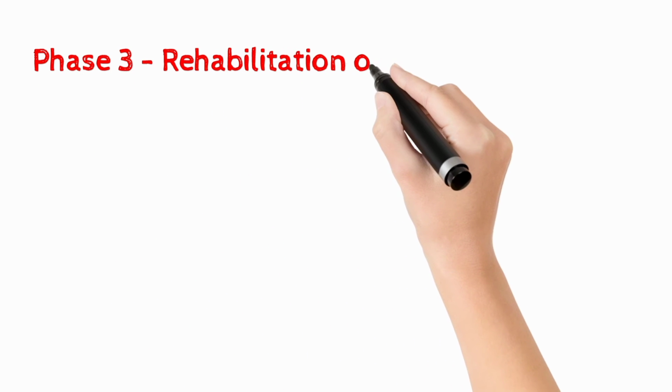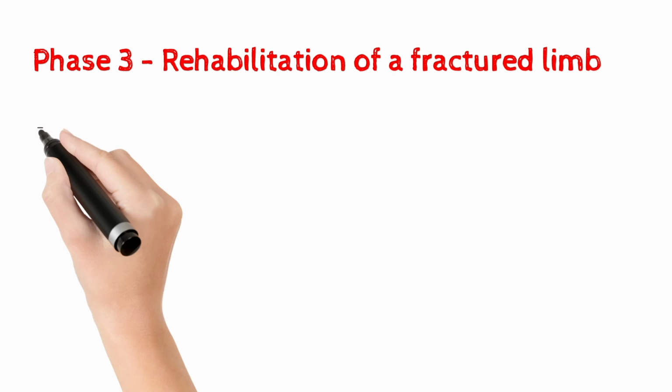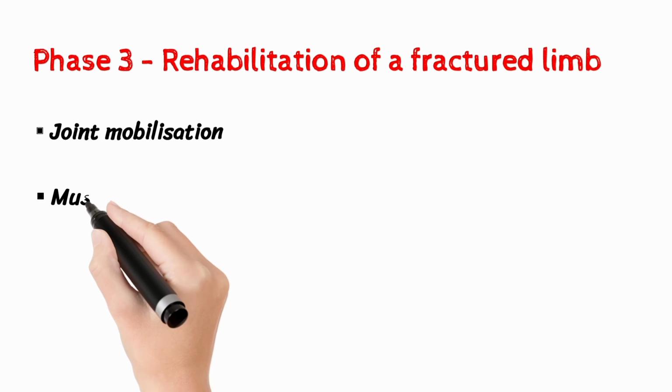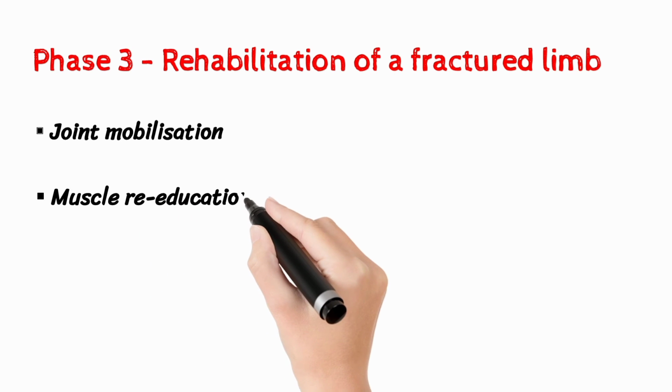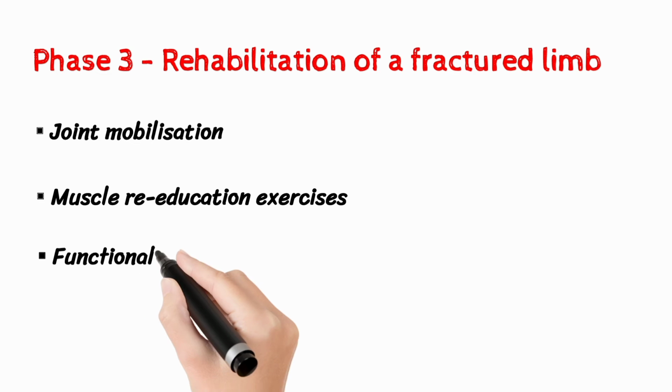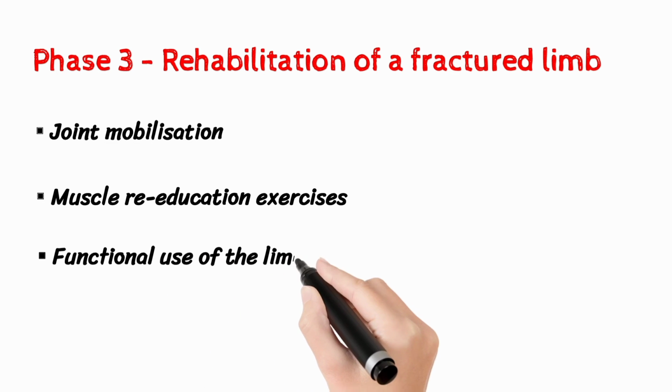Phase 3. Rehabilitation of a fractured limb. Joint mobilization. Muscle re-education exercises. Functional use of the limb.